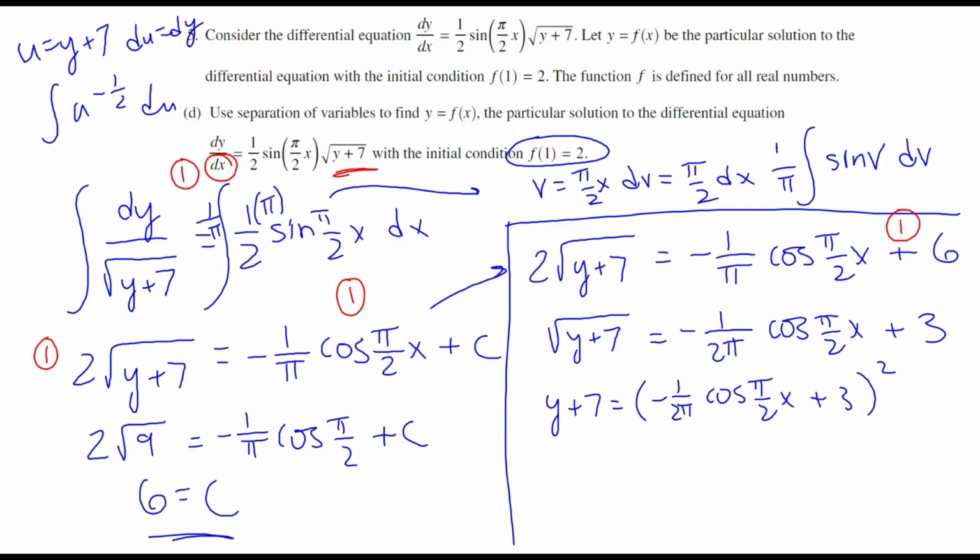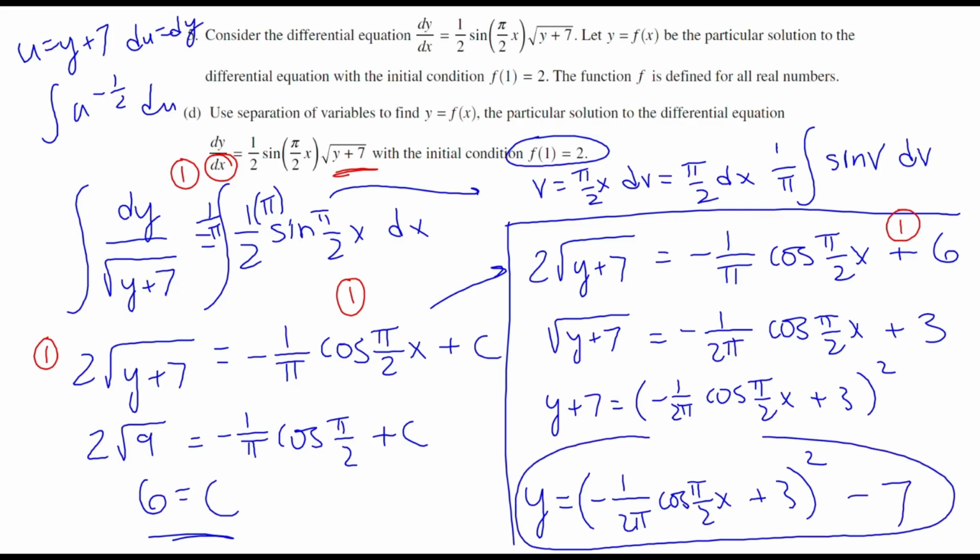All being squared, and then we'll just subtract 7. So our final answer is y equals negative 1 over 2 pi cosine pi over 2x plus 3, all squared, minus 7. And that would get you your fifth and final point for part D. Right, so that gives us 9 total points for this FRQ. And that is all you need to do to get all the points on that differential equation free response question.